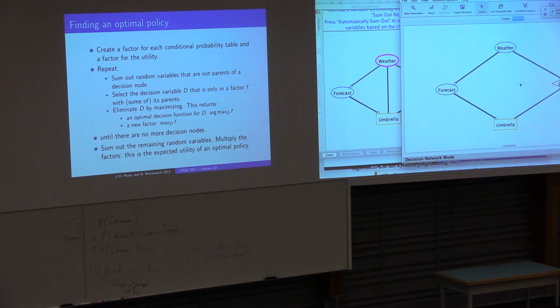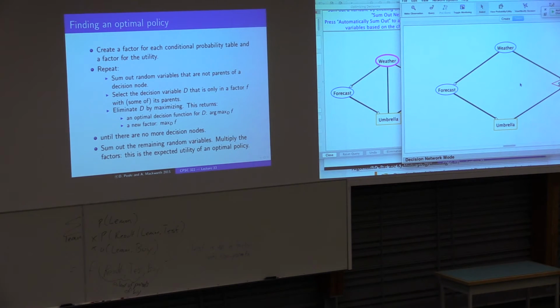Right, so here I want to sum out, which one should I sum out? I want satisfaction, I want to maximize my utility. Which one here should I sum out, or none? No, forecast is a parent of a decision node. I can only sum out ones that are not parents of a decision node. What should I sum out? Weather. So I should sum out weather.